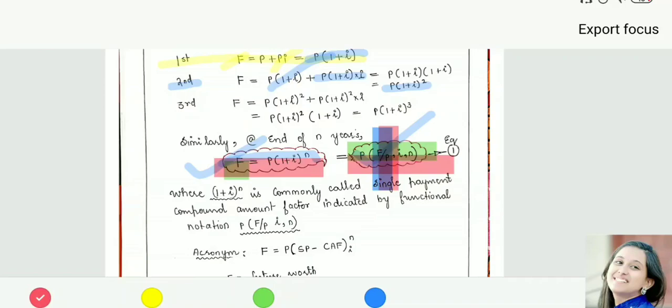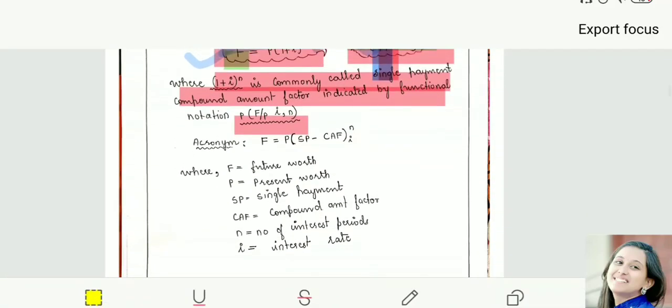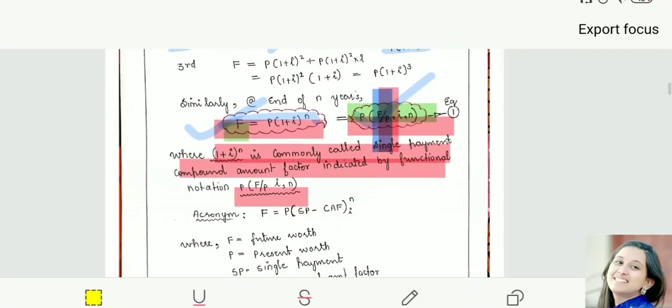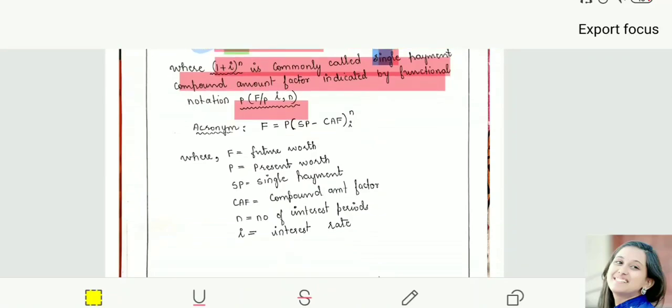Right, so here (1+i) raised to n is commonly called the single payment compound amount factor, indicated by the functional notation F by P, i comma n. I repeat again, here you are finding out the future worth of the present value. In the bracket you are going to multiply the functional notation. So this is how you have to explain the derivation. We have 6 derivations, and every derivation has to be explained in this particular manner. All the functional notation should be expanded and explained well.